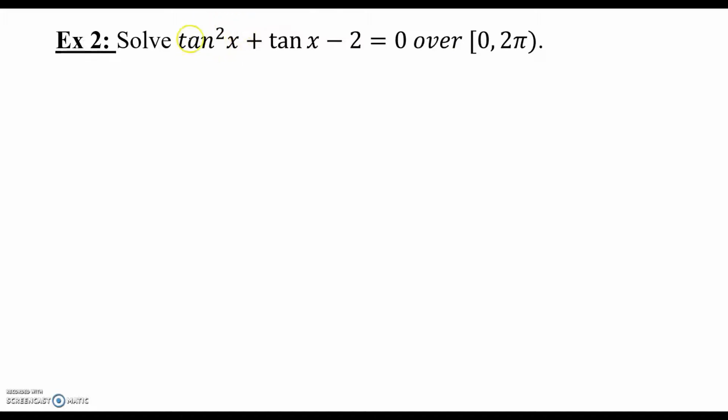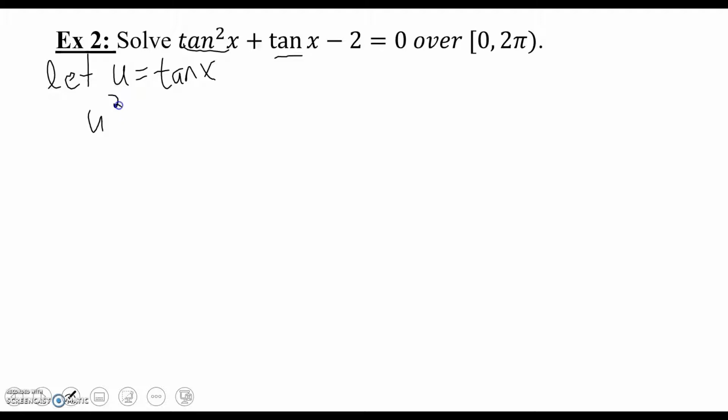Now this time we have an equation that's quadratic in nature. All right. And the best way to solve an equation that's quadratic in nature is to do what we call u substitution. All right. So we're going to let u equal tangent x. If we let u equal tangent x, that means I'm going to replace every tangent x with u.